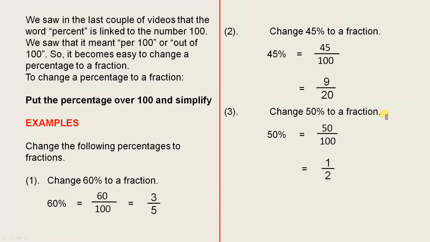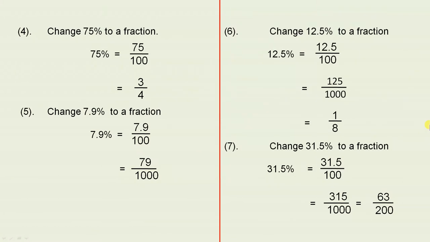Change 50% to a fraction. 50% equals 50 over 100. If you divide numerator and denominator by 50, that gives you 1 over 2 or a half. Change 75% to a fraction. 75% equals 75 over 100. Divide numerator and denominator by 25. That gives you 3 over 4.